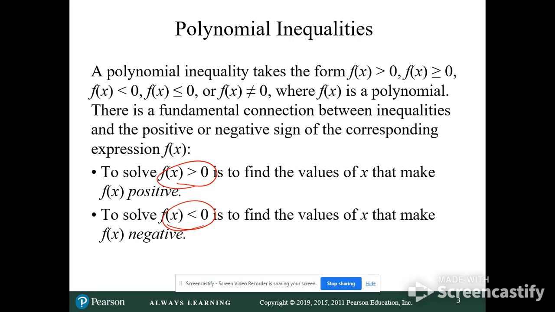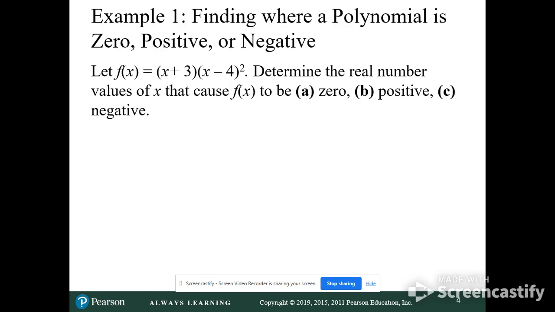If you're less than, you're negative. Greater than, you're positive. So let's look at this one. Okay. This is how we are going to solve these. If you look at this, you've got to figure out where the zeros are, basically. So you set it equal to 0, and you figure out x equals -3 and x equals +4 are zeros.